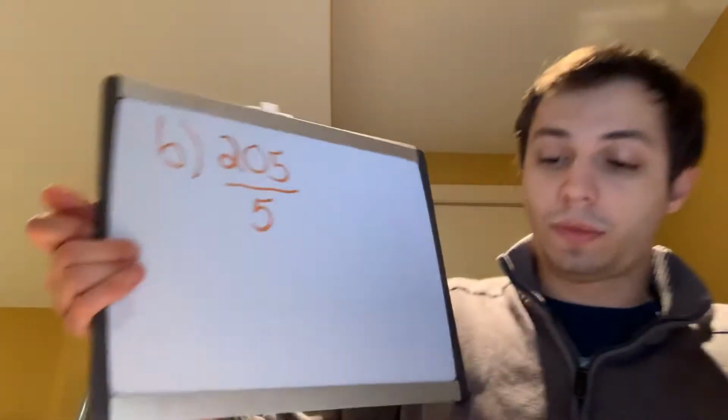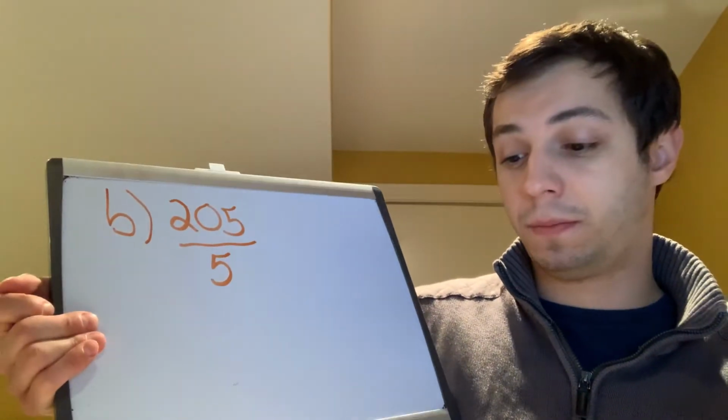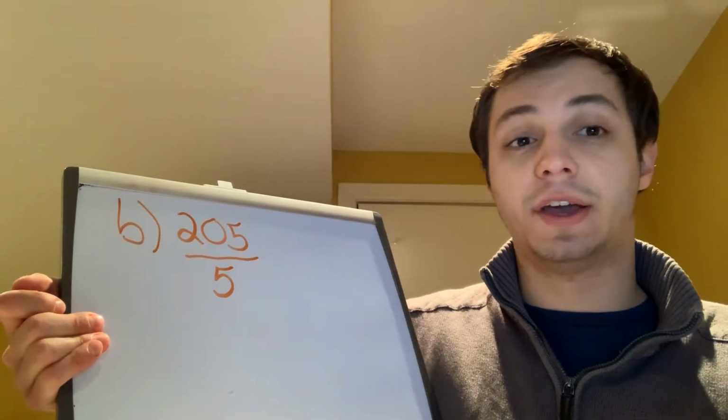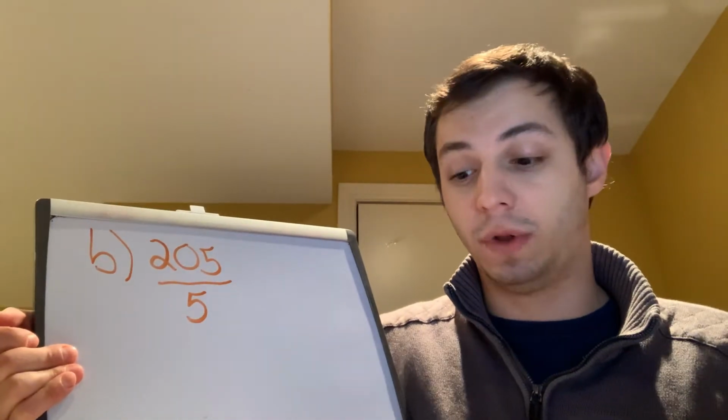So once again, you are given a fraction. What you're going to have to do is write it in words what the division problem will be, and then you're going to have to solve. So for part B, we have the fraction 205 over 5. So that's the fraction that we're given. Now we have to rewrite it in words as a division problem.